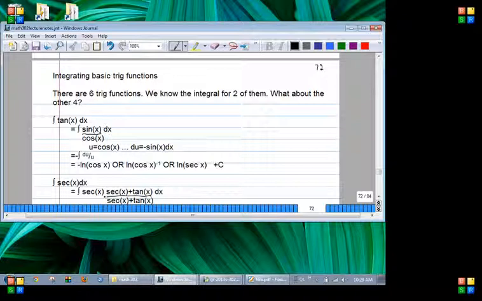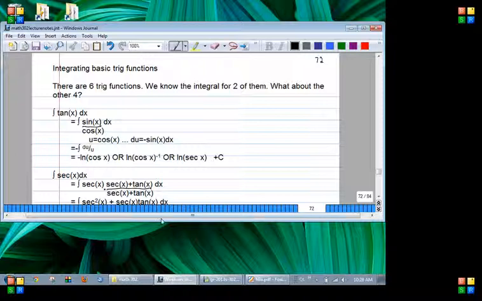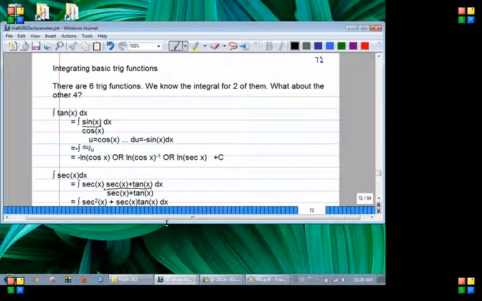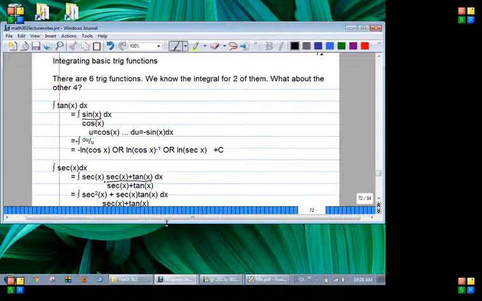Where did that come from? Embrace the mystery. Okay. So now that we have that, we can do some more manipulation and rewrite this. So distribute that and you get secant squared x plus secant x tan x all over secant x plus tan x. Now what do we do with this integral? Well, look at the denominator, look at the numerator.